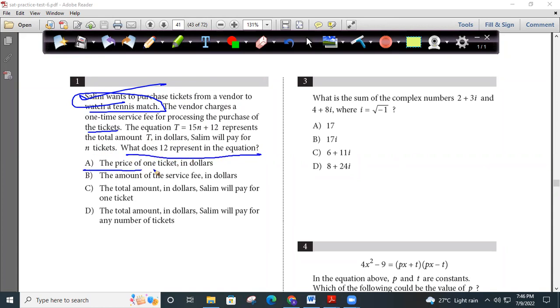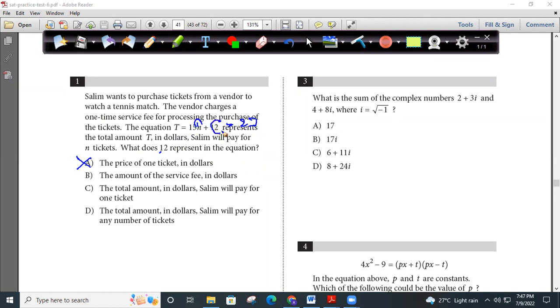The price of one ticket in dollars. If anyone is answering price of one ticket in dollars, I'll beat them. Is the price of one ticket 15? That is also wrong. Why? Because when you put n equal to 1, you get 27. That 27 is what it is going to cost you. So whoever is answering option A, I am definitely not happy with them, because the price of one ticket is 15 into 1 plus 12, which is 27. It is not 12. There are two things here.